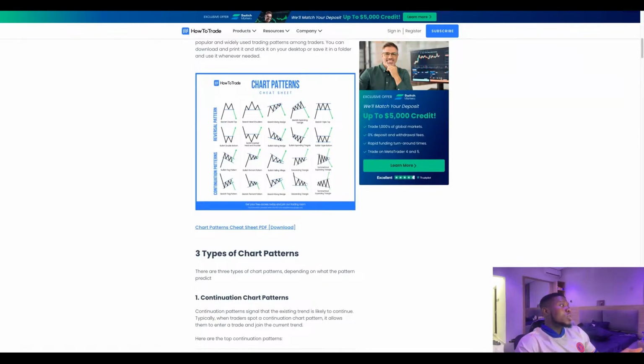A reversal pattern is ought to form at the end of your trend. So whenever a coin is trending and either of these forms, that means the trend is coming to an end.